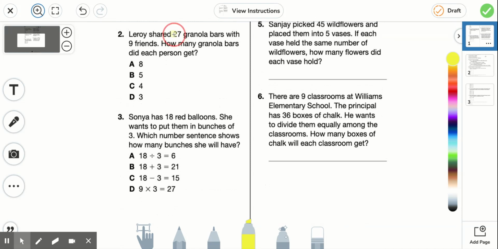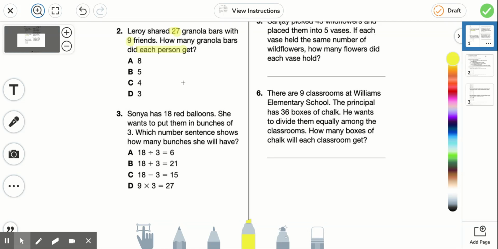Leroy shares 27 granola bars with 9 friends. How many granola bars did each person get? So 27 shared with those 9 people. What number times 9 will get us 27?